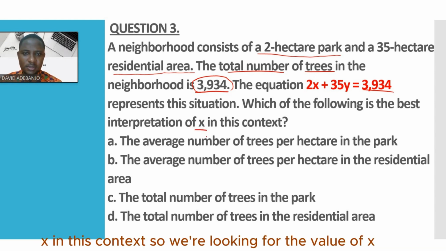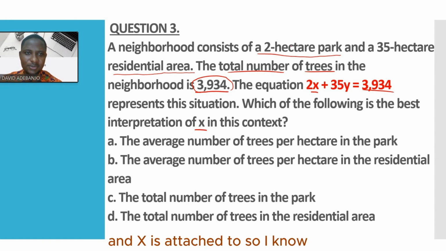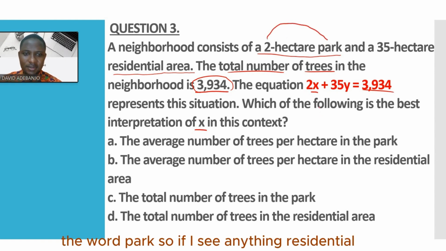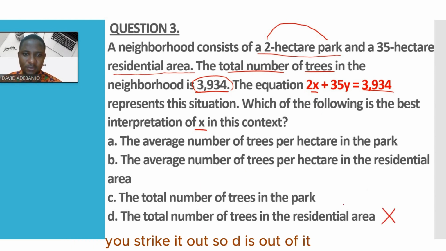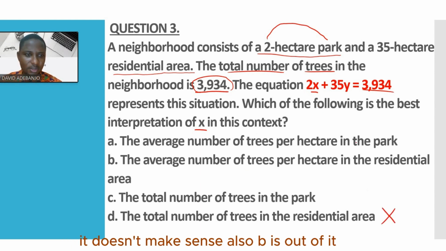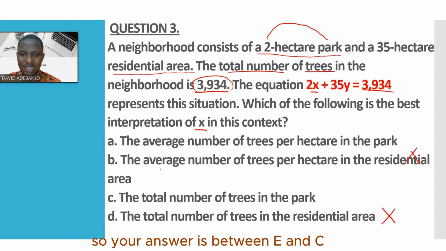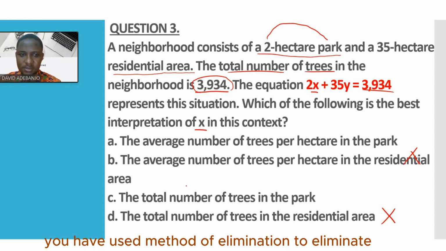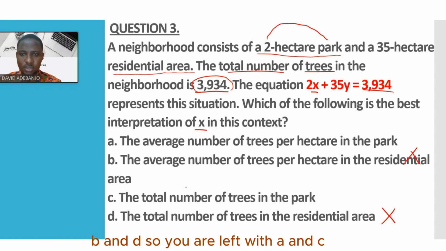Which of the following is the best interpretation of x in this context? So we're looking for the value of x, and x is attached to 2, so I know I'm looking for any expression that has to do with park. If I see anything resident, you strike it out. So D is out of it. It doesn't make sense. Also B is out of it. So your answer is between A and C. You have used the method of elimination to eliminate B and D, so you're left with A and C.